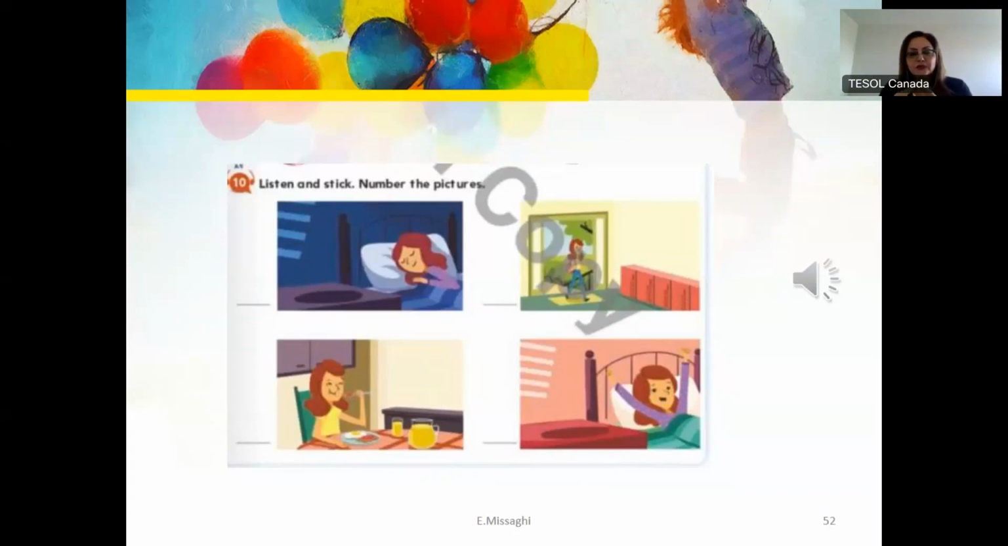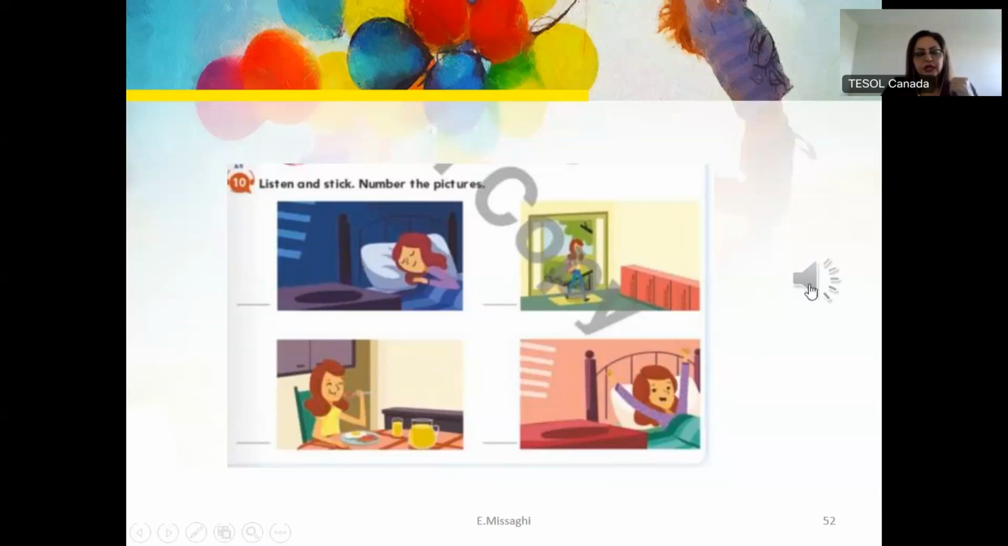Top-down is mostly the comprehension part, based on their background knowledge and what they understand from the context and the listening part. Bottom-up is the linguistic part, like learning new words, learning pronunciation, or maybe grammar. Top-down, comprehension part. Bottom-up, linguistic part. Let's have an example.